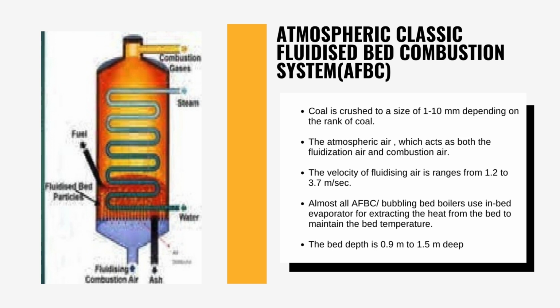The velocity of fluidizing air is in the range of 1.2 to 3.7 meters per second. The rate at which air is blown through the bed determines the amount of fuel that can be reacted. Almost all AFBC bubbling bed boilers use in-bed evaporator tubes in the bed of limestone, sand and fuel for extracting the heat from the bed to maintain the bed temperature. The bed depth is usually 0.5 to 1.5 meters deep and the pressure drop averages about 1 inch of water per inch of bed depth.